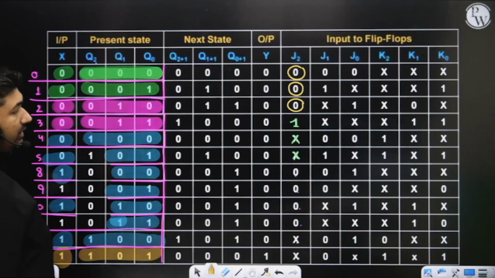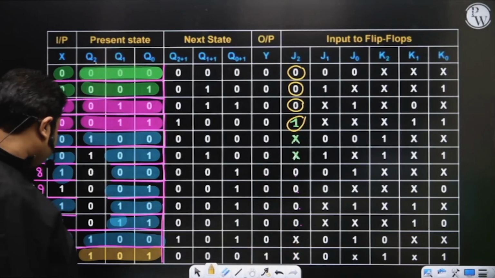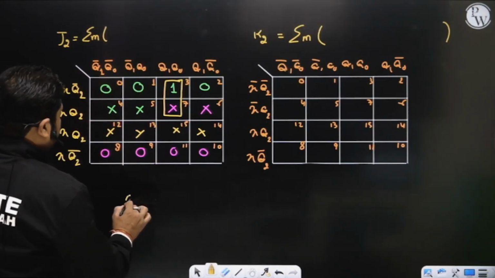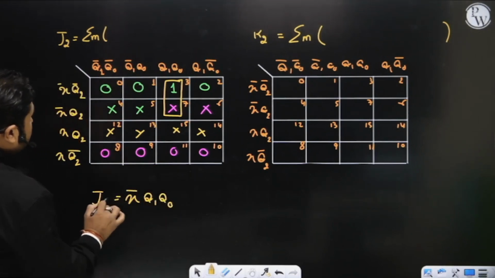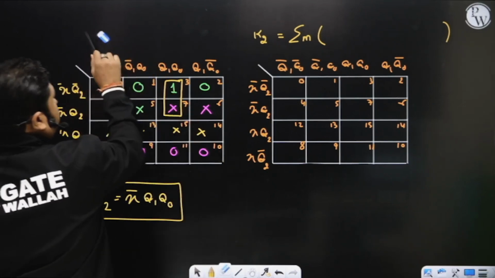There is only one in J2. So we are getting X bar Q1 Q0 as J2. Is it okay? Great, sir.